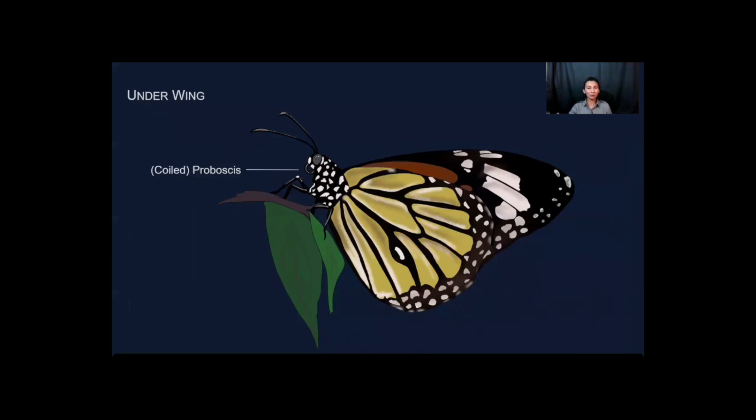When the wings are closed, the side that you can see is called the underwing side. The underwing is usually the duller colored side. Here I also want to point out how, when not in use, butterflies and moths can curl up their proboscis and hold it just under their head. And of course, the forewing, the hindwing remains the same.